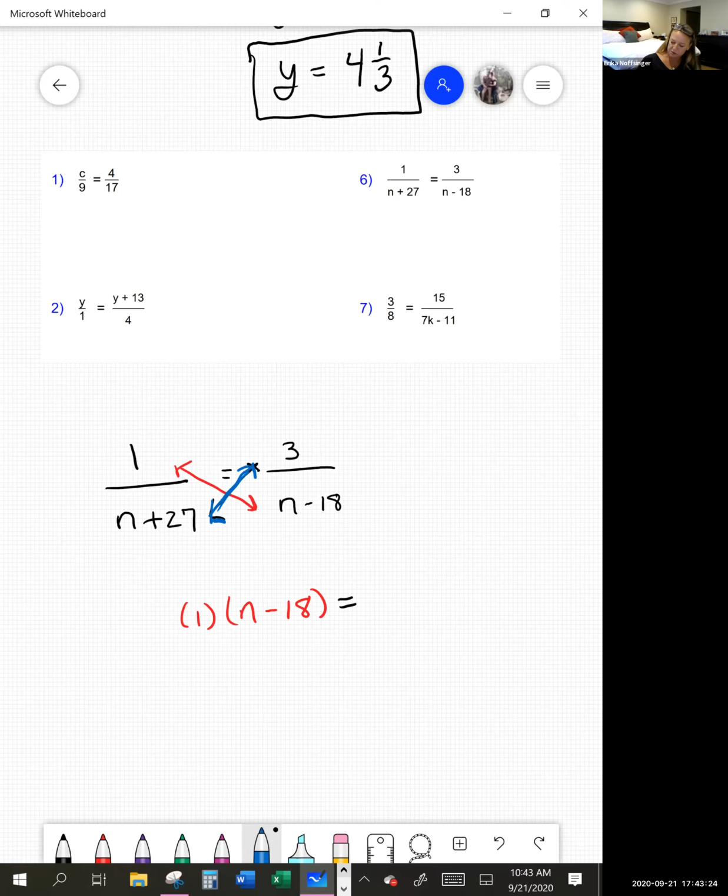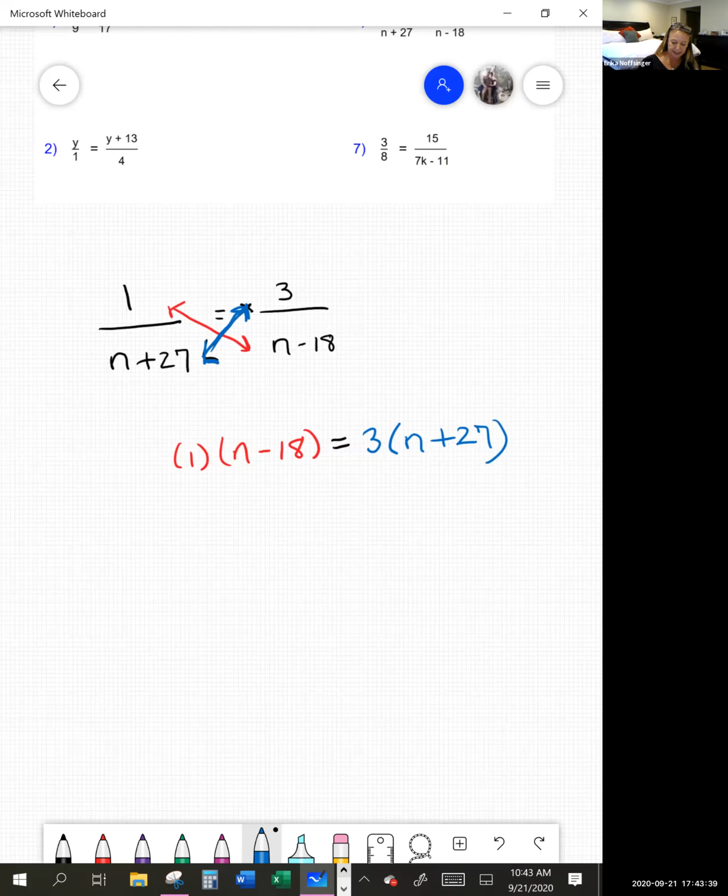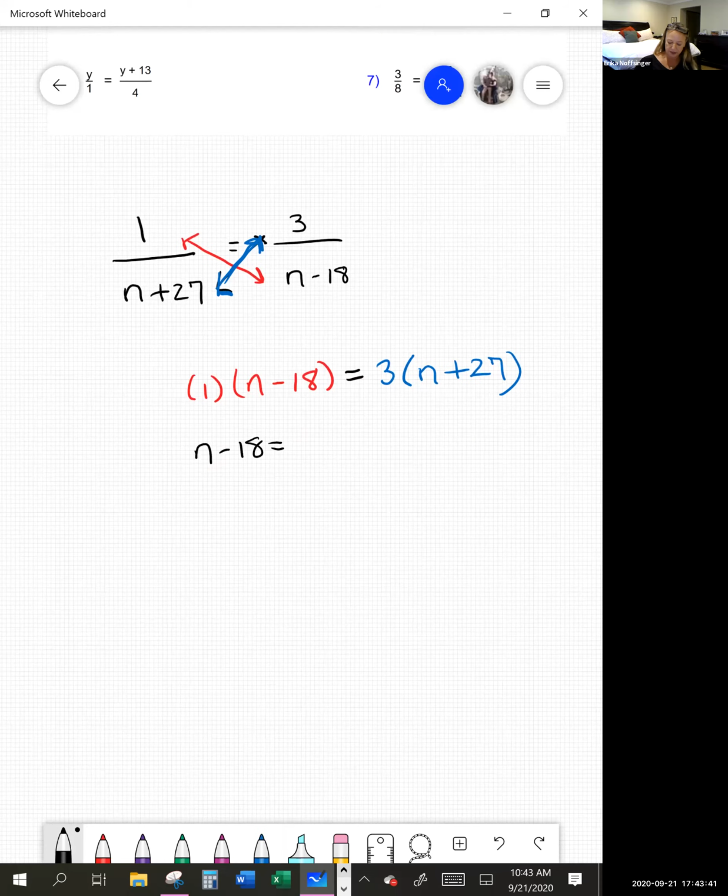And then if we multiply across here, we have 3 times this. We definitely need the parentheses around the n plus 27. Okay, so solving an equation. So this is n minus 18 is equal to, so we need to use our distributive property and distribute 3 to each term. So 3 times n is 3n plus 3 times 27, which is 81.